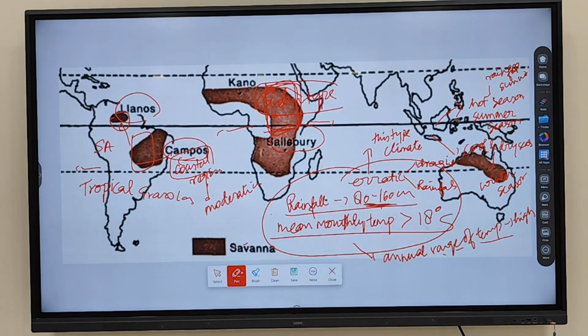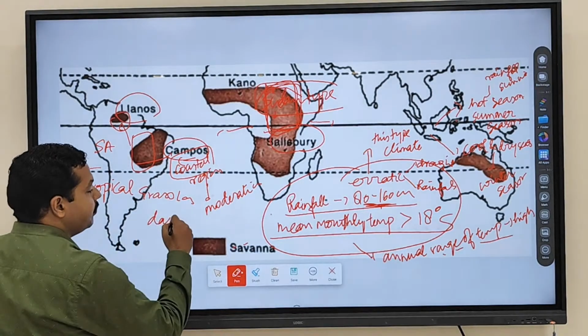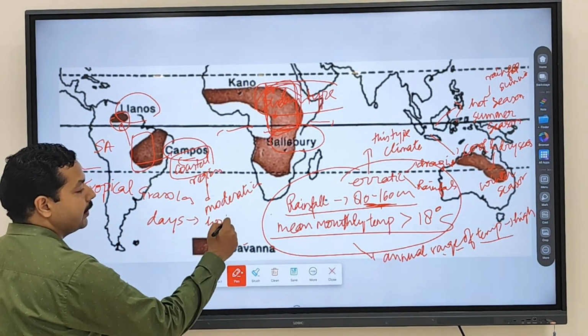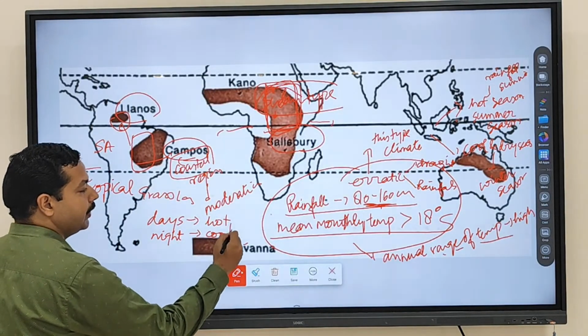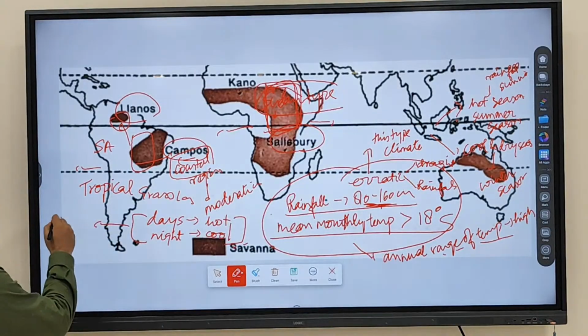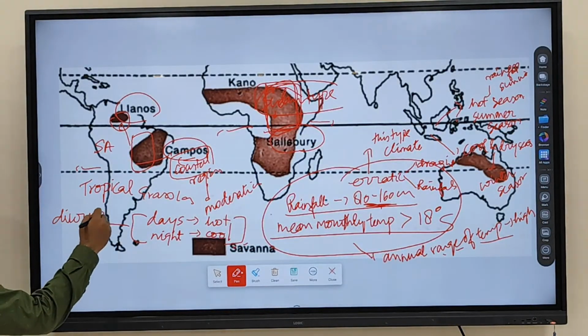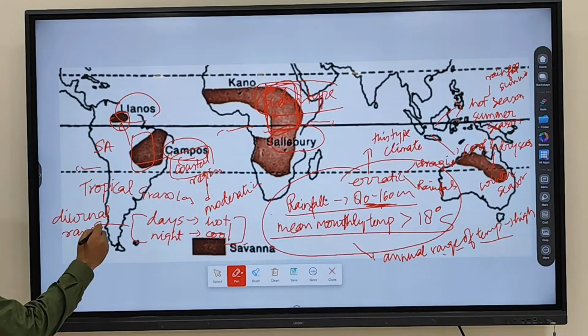In summer, maximum temperature can go up. In winter, what will happen? Temperature will be very low. So that's why the annual range of temperature is going to be very high. Clear? Days are hot because of the sun, and nights are cooler. As a result, the diurnal range of temperature is also high.